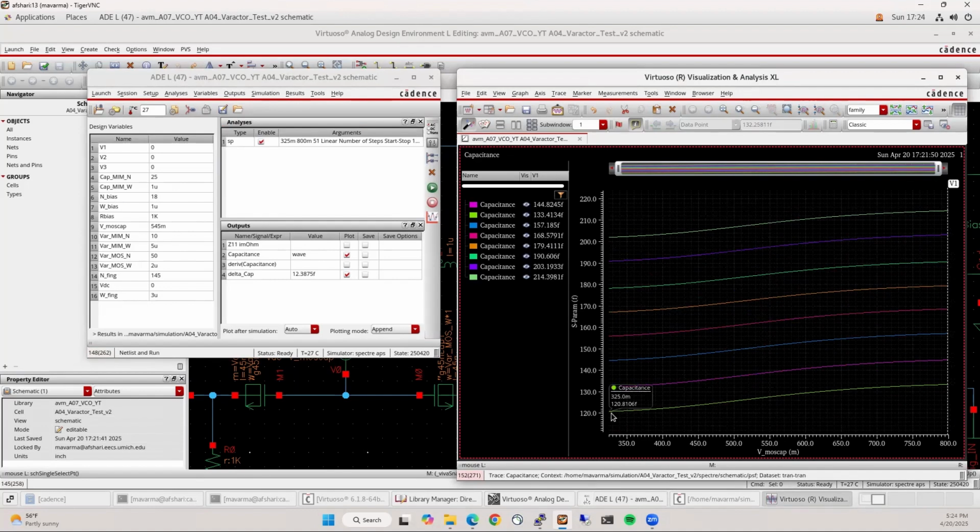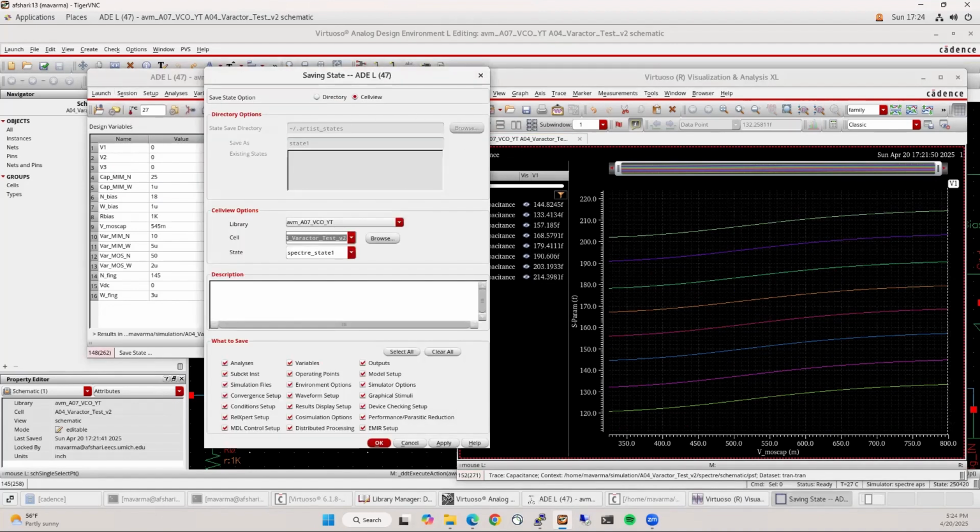And you can see that it goes from around 120 femto to 214 femto. So that's close to 100 femtofarad range. And that's kind of what we expected. It's around 114 or so. Okay, so let's take this now into our oscillator and then see how it behaves as a VCO. Okay, so let me just quickly save this. I'll actually save this and set it up with the oscillator and we'll come back.